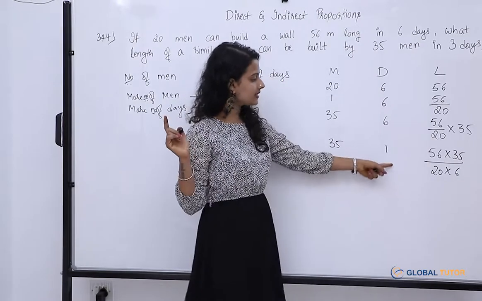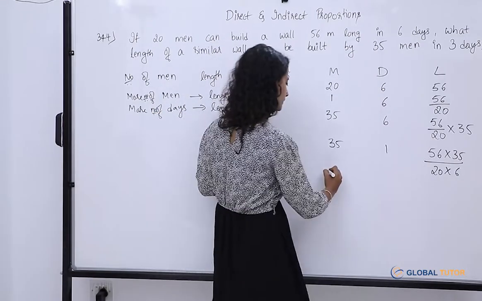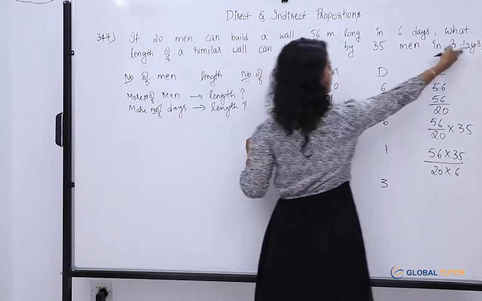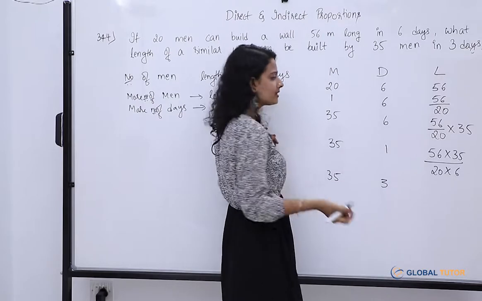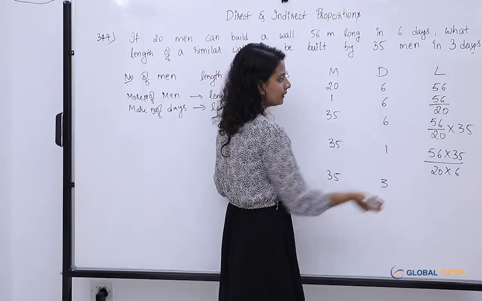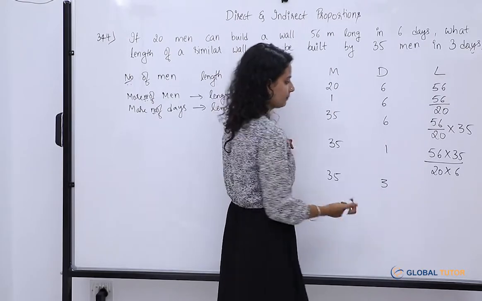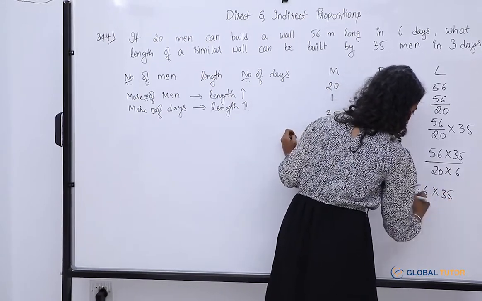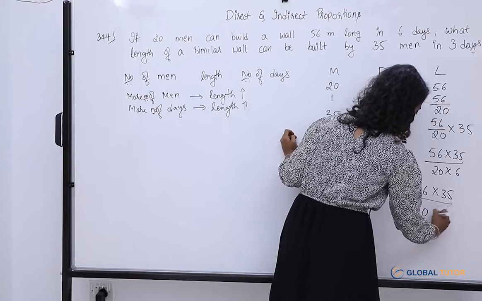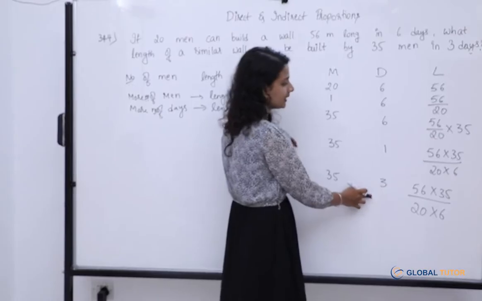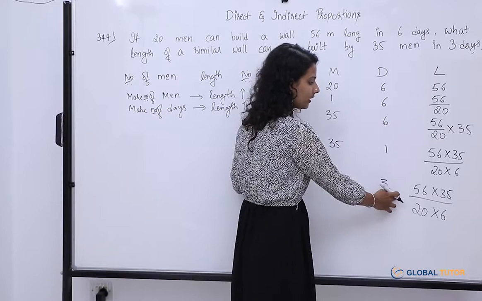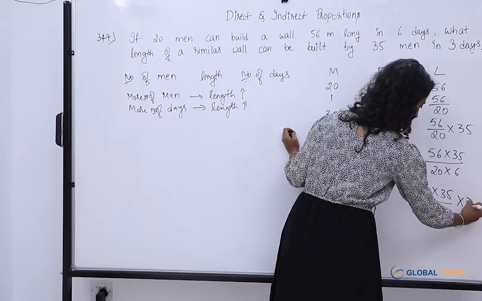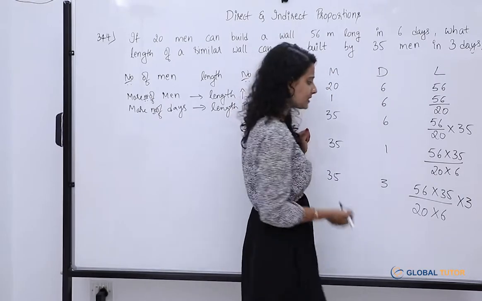Now we will increase the number of days and see. You have 35 men, and then number of days we'll write 3 days, because we want to know in 3 days what will be the length built by 35 men. So 56 into 35 divided by 20 into 6, because we increase the number of days and we have to increase the length of the wall also. So into 3. Let us simplify this.